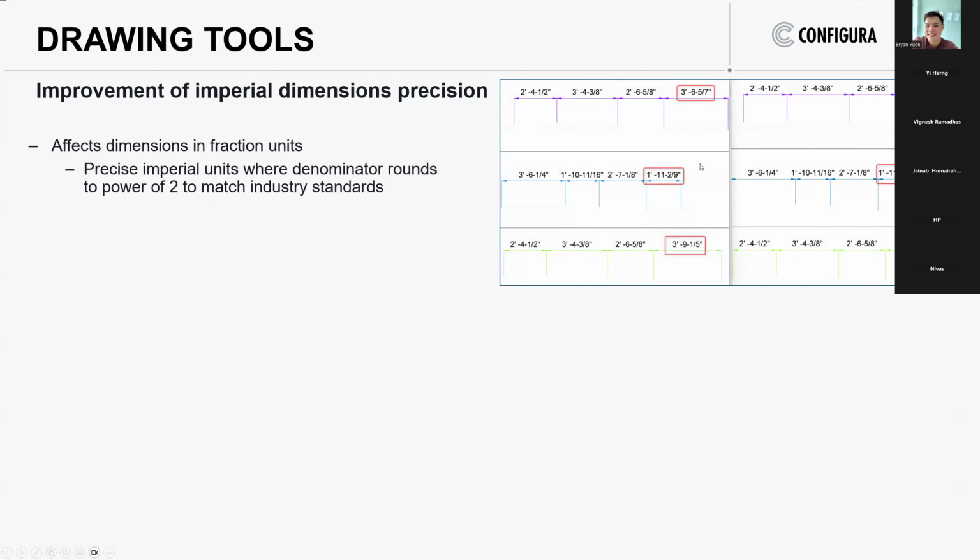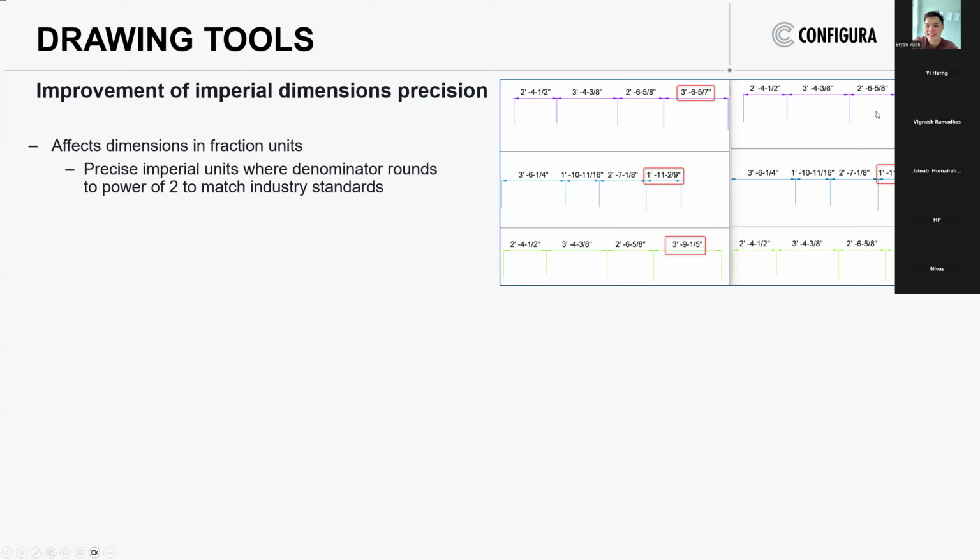Now, what I mean by that: on the left is the old one, on the right is the new one. So here you can see there are 3 chain dimensions in different colors. They all share the same segment length, except for the last one. Now it is the same length on both left and right, but it shows a different denominator. Now on the left, it is 5/7 fraction, and on the right is 3/4.